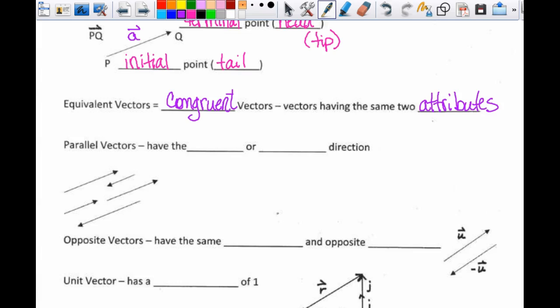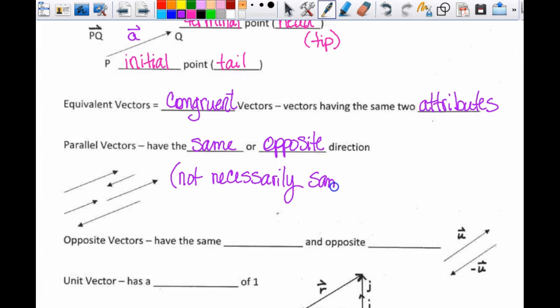Okay. So parallel vectors, just like parallel lines, could have the same or opposite direction. What about their magnitude? Does it have to be the same? No. Could it be? Yes. So we'll say not necessarily same magnitude. Okay. Could be, but the not necessarily means it doesn't have to be.